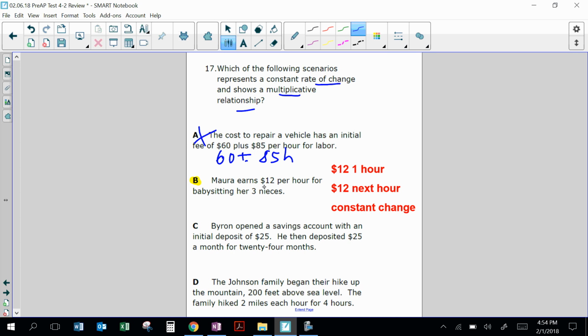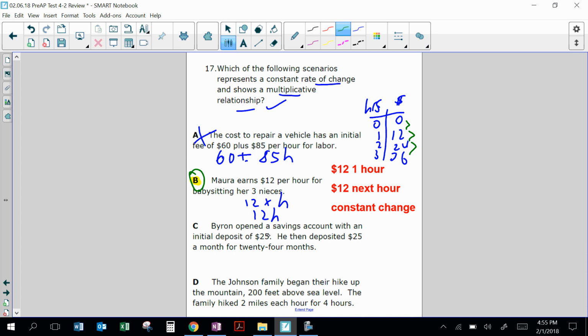B. Mara earns $12 per hour for babysitting her 3 nieces. So 12 times the number of hours, or 12H. Well, that's multiplied. If I make a table, will this be a constant of 12 plus 12? So hours, and this is money. 0 hours, she makes $0. 1 hour, she makes $12. 2 hours, she makes $24. 3 hours, she makes $36. So what is the change here? Plus 12, plus 12, plus 12. B is the answer.